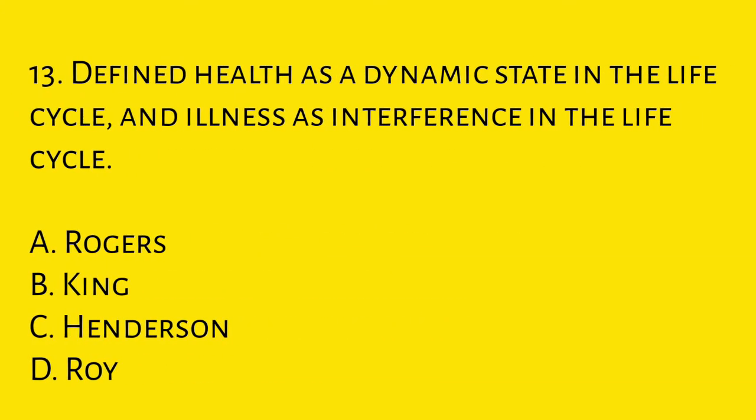13. Defined health as a dynamic state in the life cycle, and illness as interference in the life cycle. A. Rogers. B. King. C. Henderson. D. Roy. Correct answer: Letter B. King.